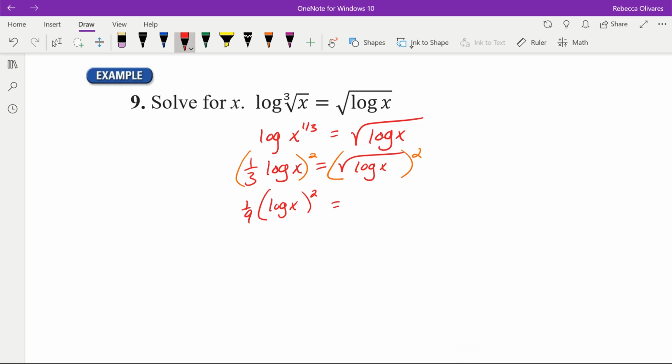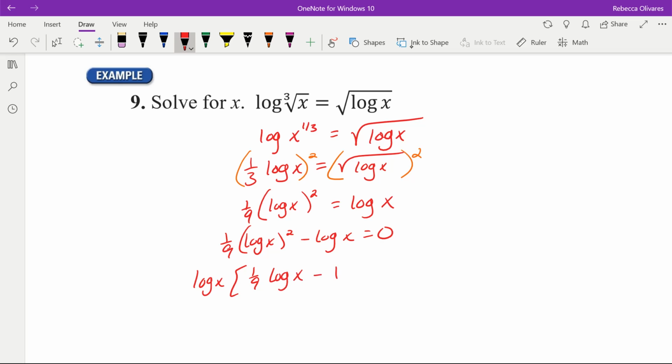Equals, and then that square and the square root on that side, those are undoing each other. So that's log of x. Doesn't seem like it's any prettier, but what I can do now is set it equal to 0. So it's 1/9 log of x squared minus log of x equals 0. And now I can take out the greatest common factor. So if I take out a log of x, I'm left with 1/9 log of x minus 1 equals 0.